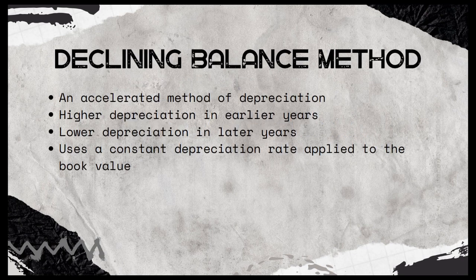So, what is declining balance method? So, declining balance method is an accelerated method of depreciation. It is higher depreciation in earlier years, lower depreciation in later years, uses a constant depreciation rate applied to the book value. So, ibig sabihin, mas mataas ang depreciation sa unang taon at mas mababa habang tumatagal ang asset. Ito ay mas realistic para sa mga equipment na mabilis maluma o mawala ng value.